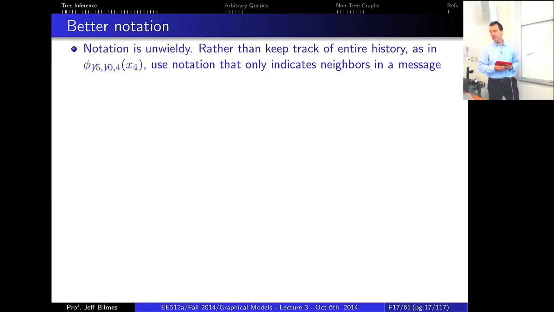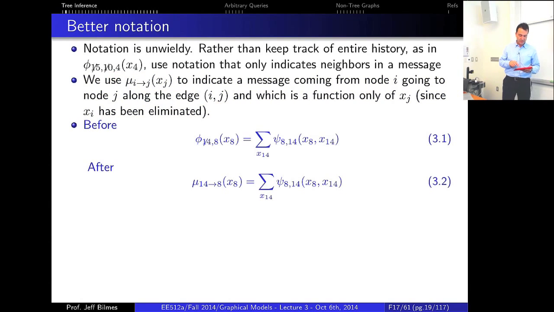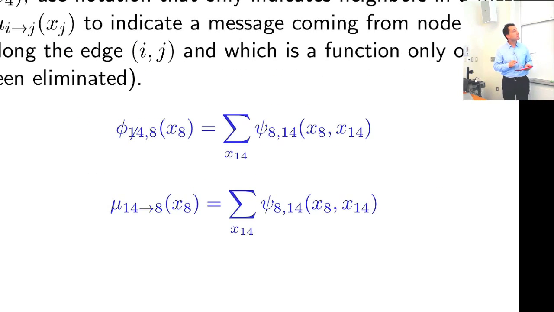But it's an unwieldy notation, but it's useful from the perspective of learning about elimination. What we want to do is morph from the elimination notation to the message notation. The message notation that we're going to use is the following: mu i to j. It's basically saying we're sending a message from vertex i to vertex j, and it's a function only of x_j, because x_i corresponds to an elimination step where we are eliminating vertex i. So here are the two notations side by side.